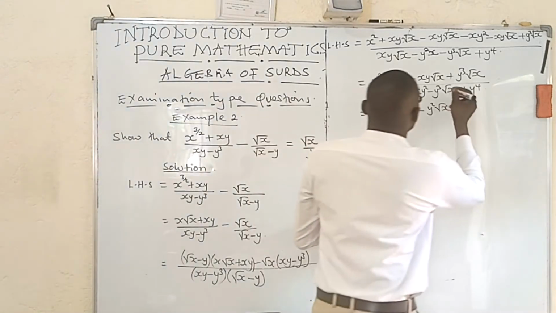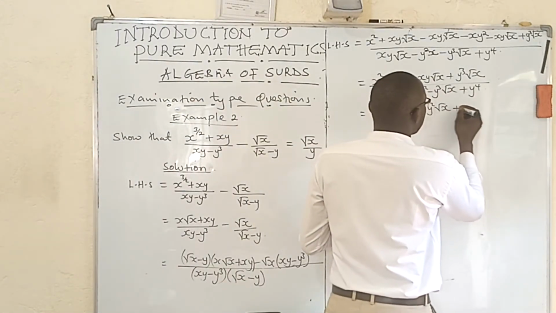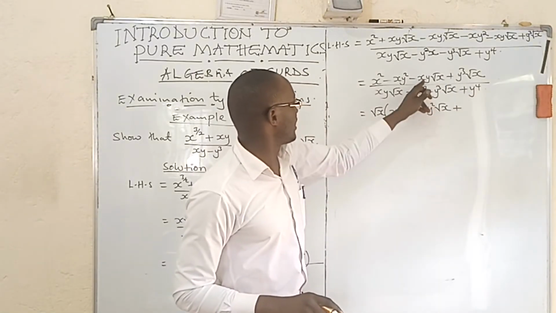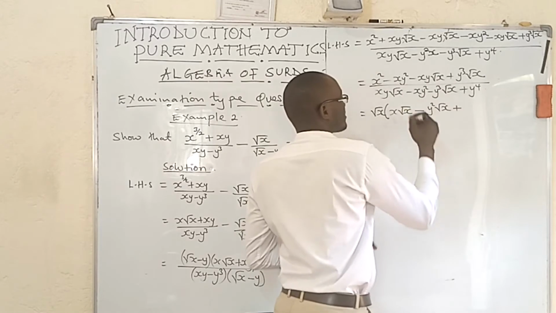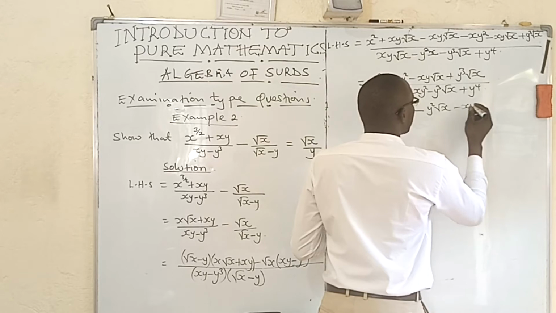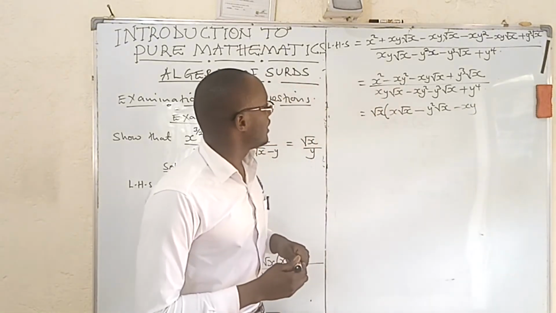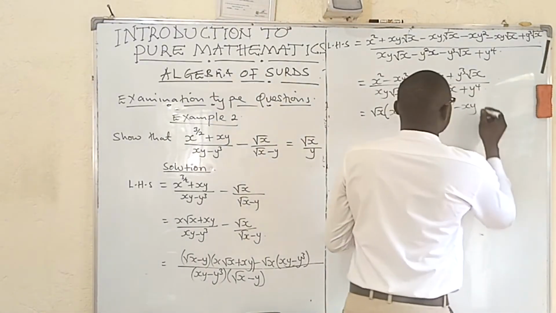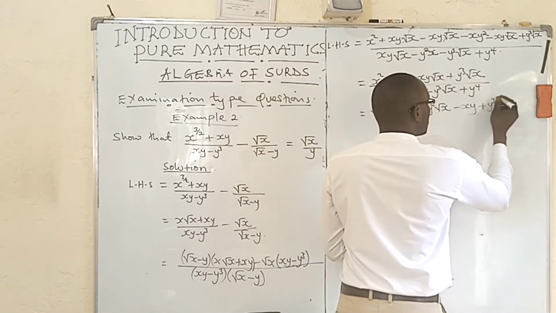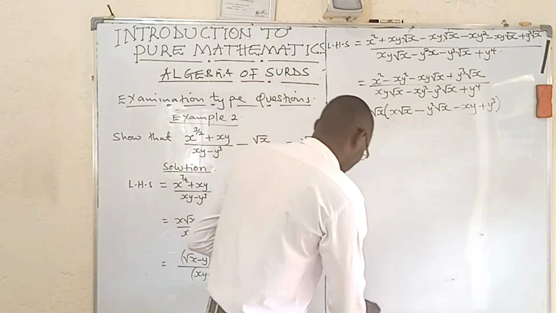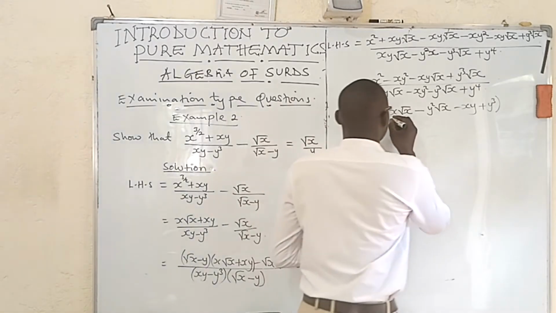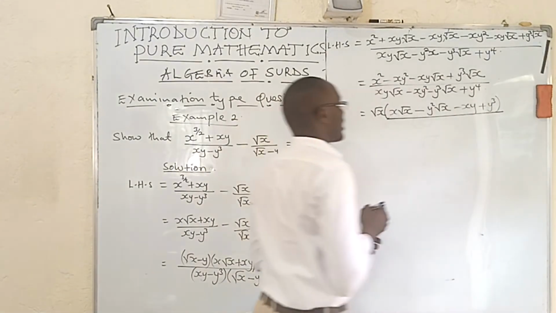So let us go to the last one. Then plus, if the root x is out from here, what do we remain with? We remain with a negative xy. Very interesting. Then what about the last one? The last element will become a plus. Root x is out, we shall get a y cubed. We can change our ink such that it is not faint. So that's where we are.